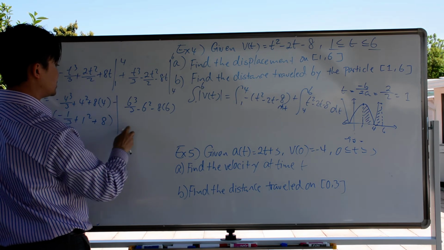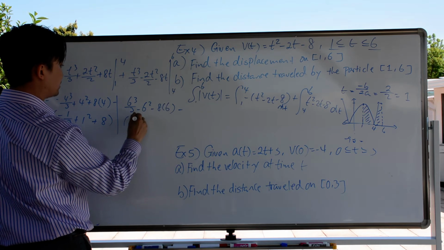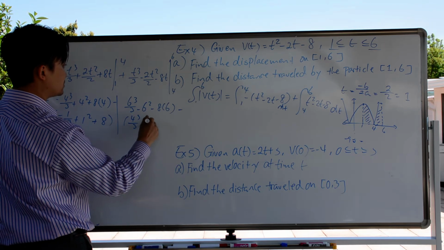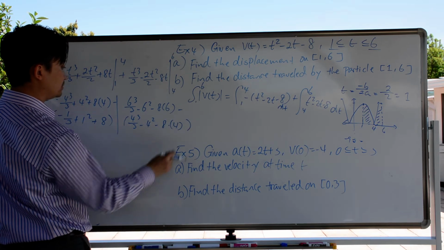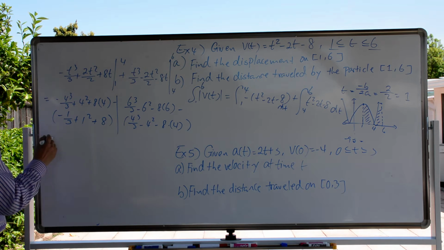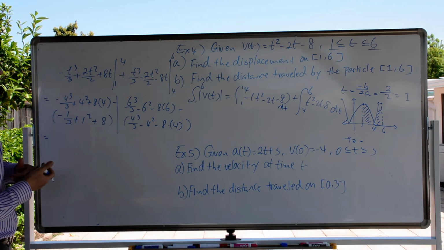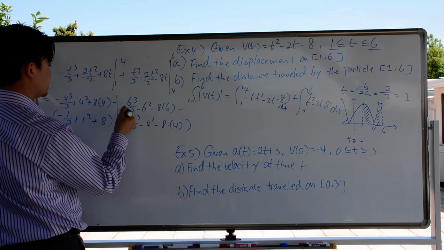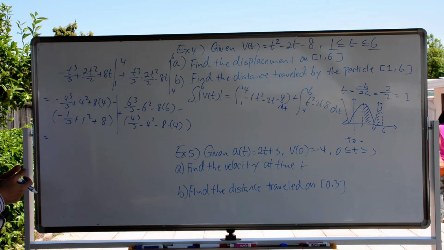Okay, so let's just separate it out first. Minus 4 to the power of 3 over 3 minus 4 squared minus 8 times 4. One thing at a time. Let's just find out what this is first, and then we'll combine it with the rest. This one is a separation, so eventually we can combine them all together.